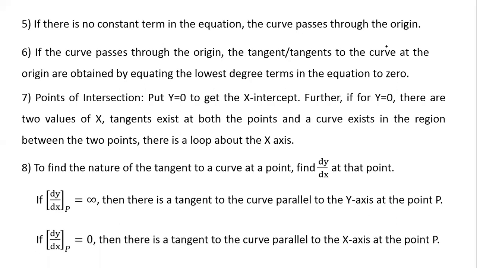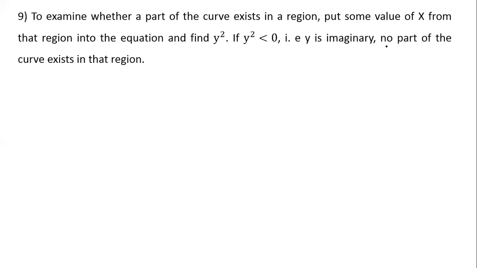Again, if dy by dx at that point is equal to 0, then there is tangent to the curve parallel to x-axis at that point. Okay. To examine whether a part of the curve exists in a region, put some value of x from that region into the equation and find y square. If y square is negative, that means y is imaginary. So obviously there is not going to be a single combination of x and y which is going to satisfy that equation. So the curve does not exist in that region.